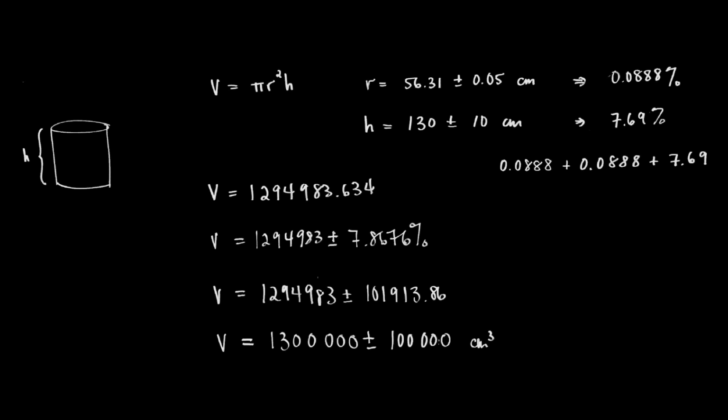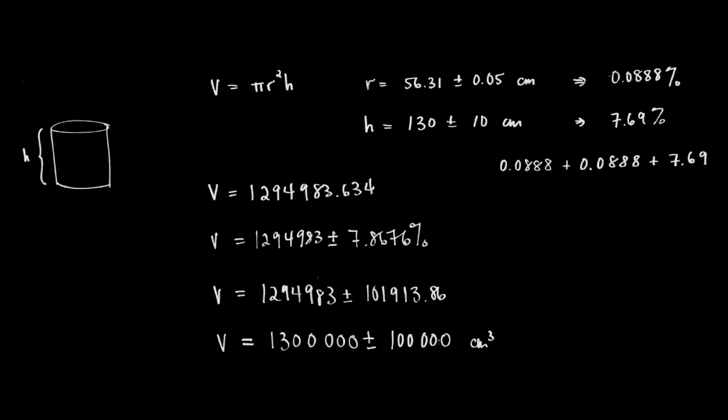So that's the radius that I measure. And then I measure the height. I'm going to be a little silly with this. I'm going to make the height 130 plus or minus 10. So I have a really good number for the radius. I measured the radius really, really well. And I did a terrible job of measuring the height, just to show how these things play out and affect the uncertainty of the result.